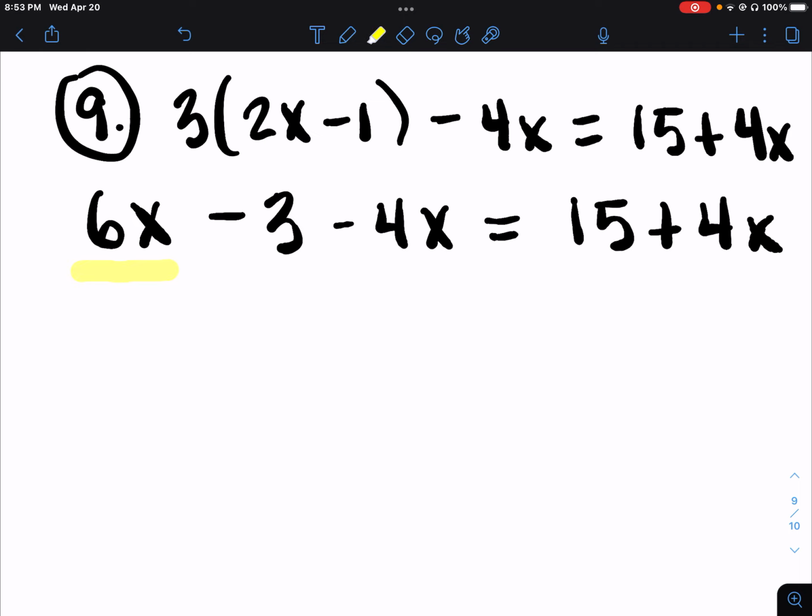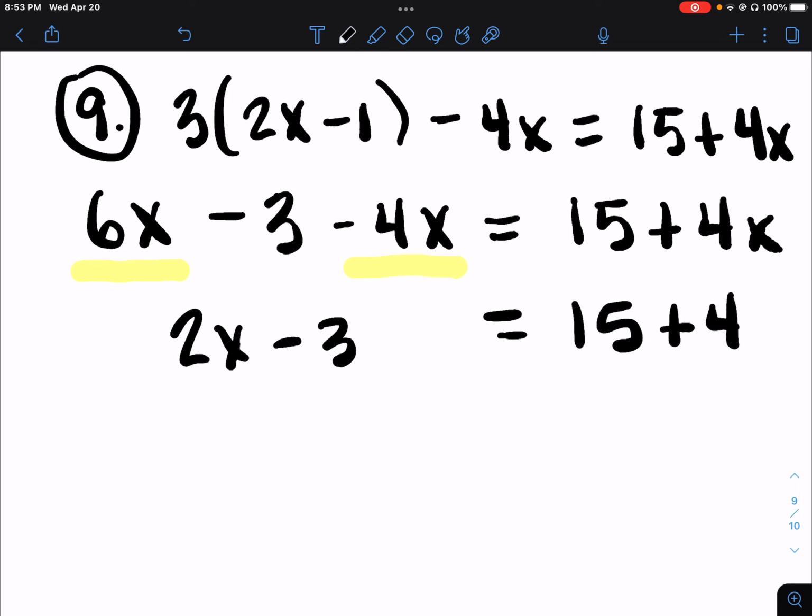Okay, I'm going to combine these like terms. 6x, take away 4x is 2x. I like those equal signs to stay lined up. 2x is smaller, so I'm going to subtract that on both sides.